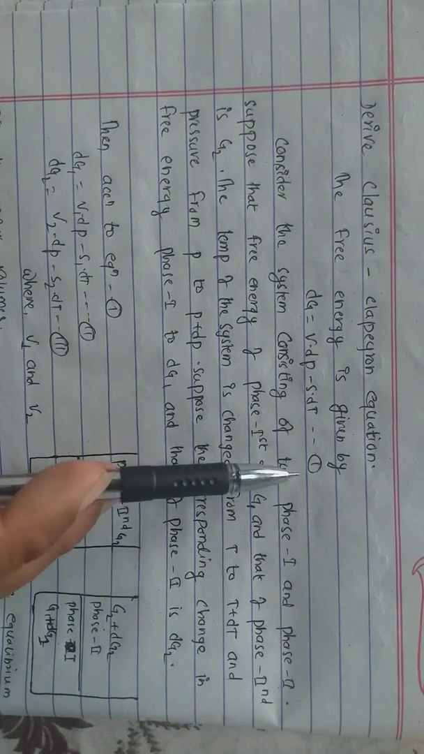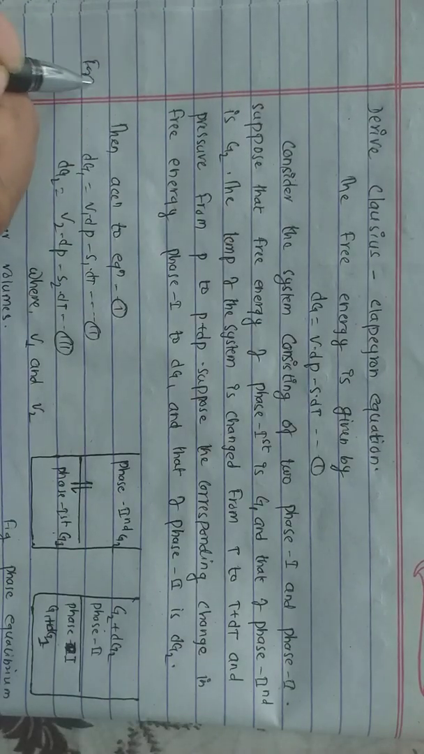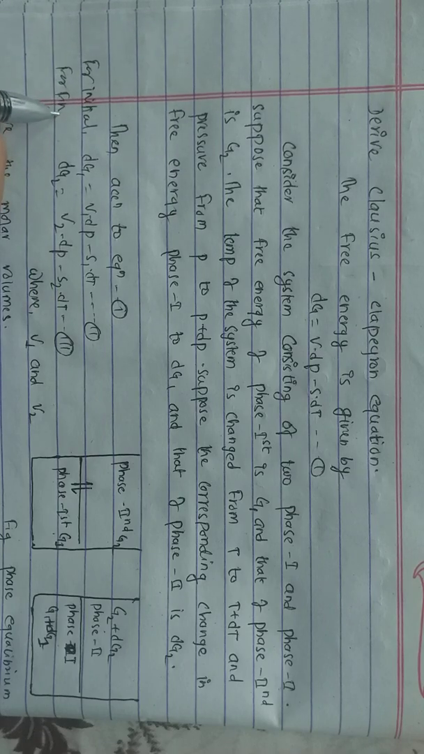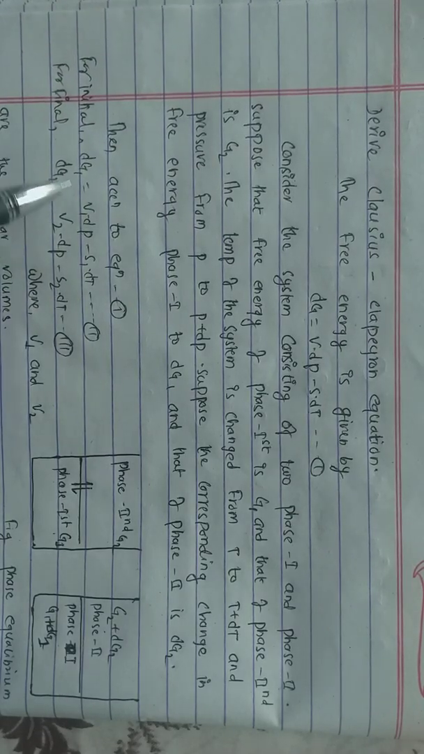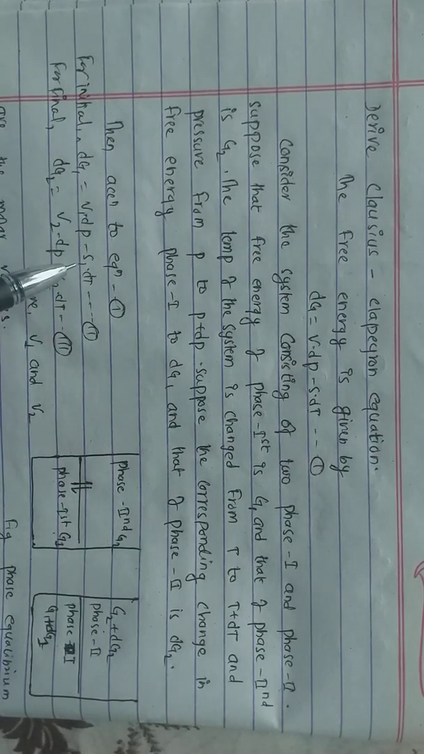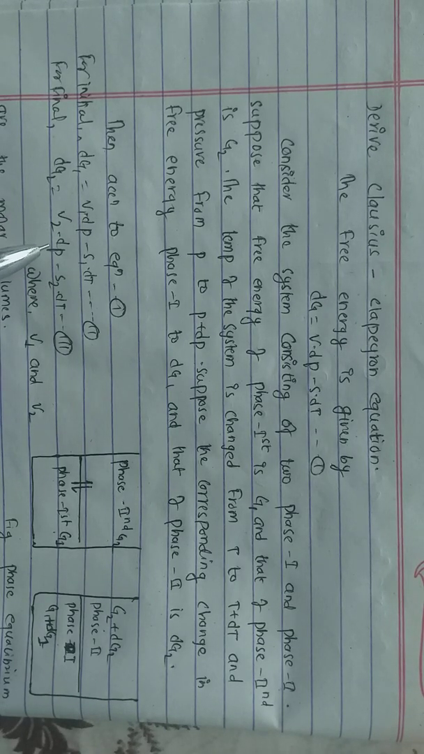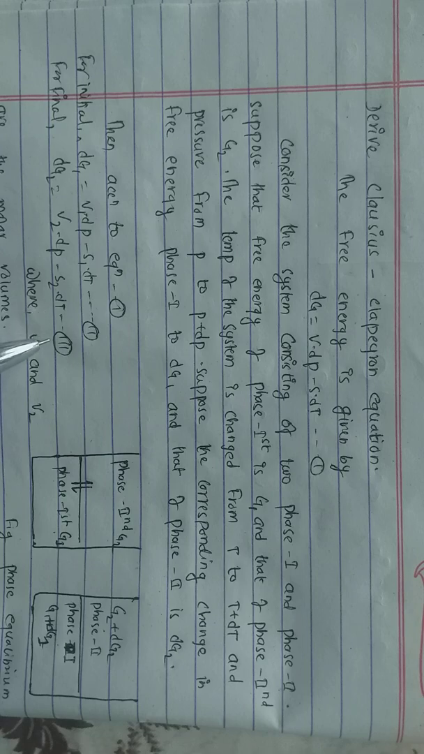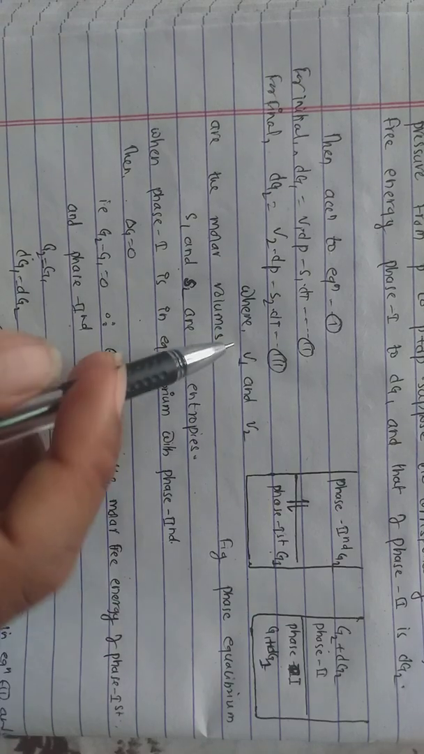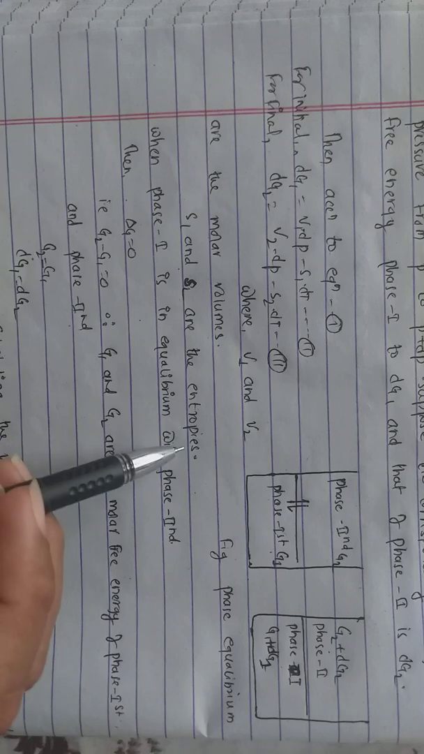According to equation 1, for the initial state, dG1 is equal to V1 dP minus S1 dT. Similarly, dG2 is equal to V2 dP minus S2 dT. This is equation 3, where V1 and V2 are the molar volumes, and S1 and S2 are the entropies.